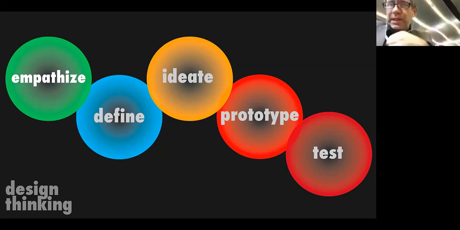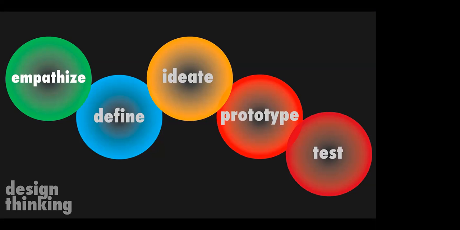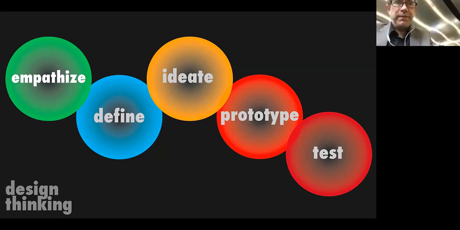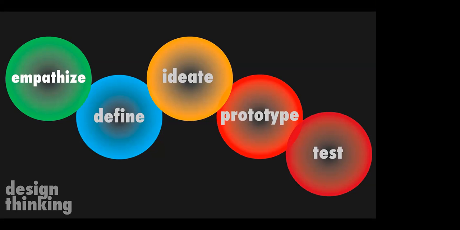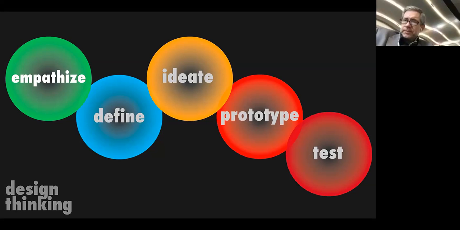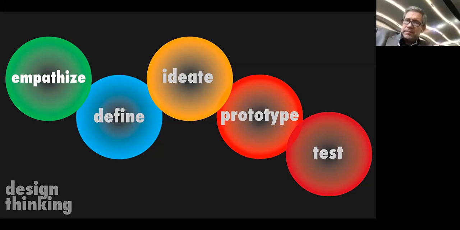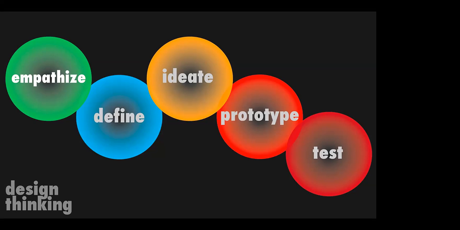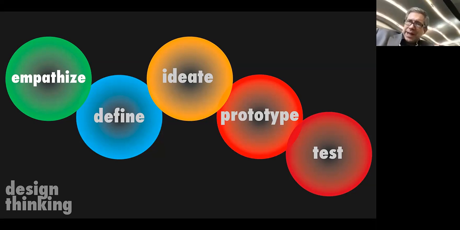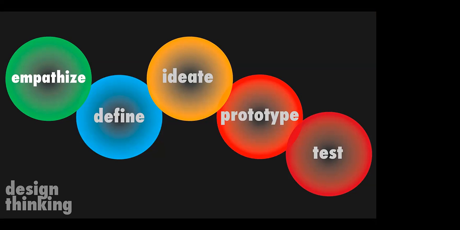Then we begin the process of having ideas, ideating. Then you prototype to see if it works. Then you test it. If the test works, you're there. If not, you go back and ideate or think about it again. Then you would prototype and test again.